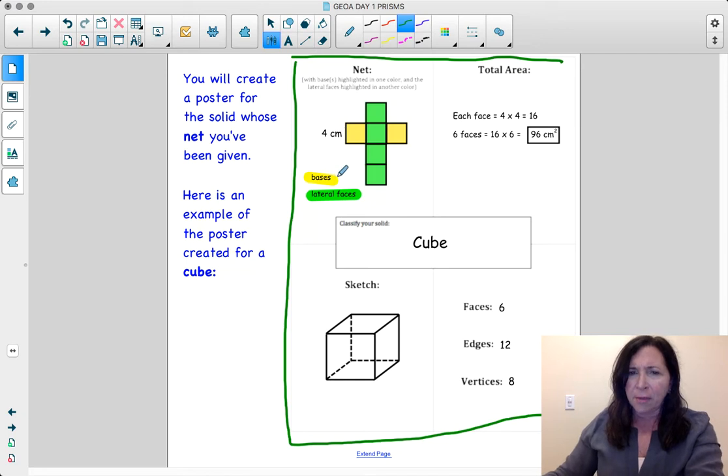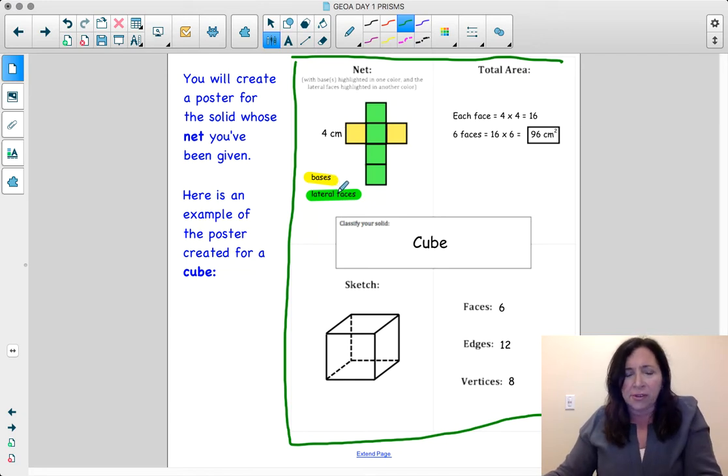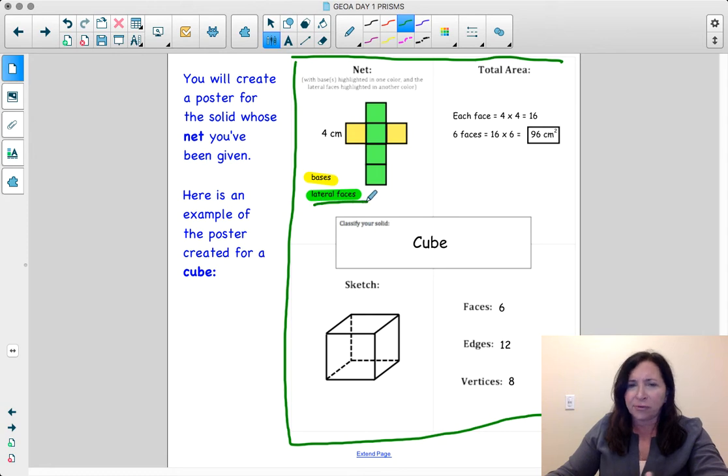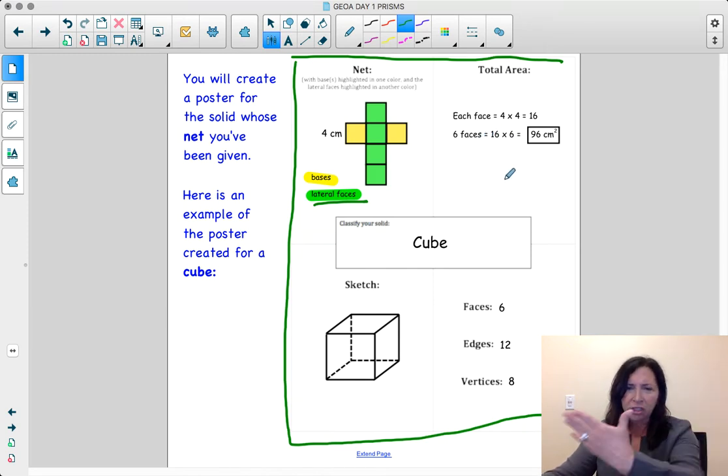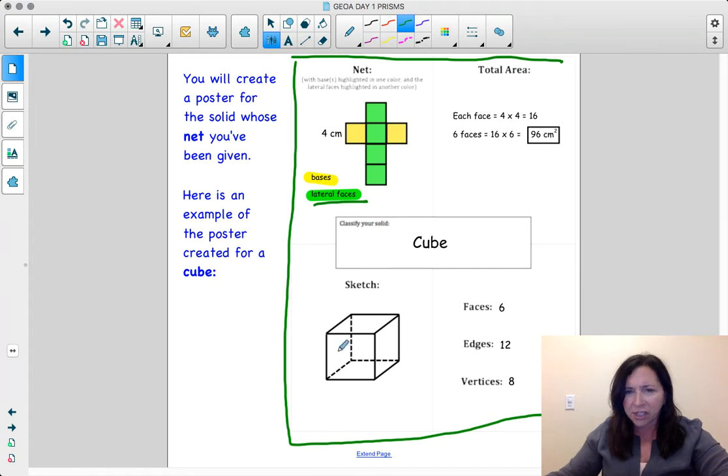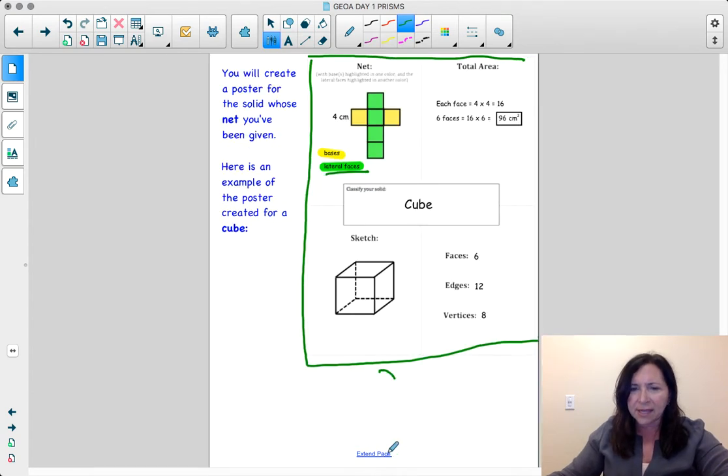You're going to tell me how many bases it has. Remember, if it's a prism, it has to have 2 bases. And then you're going to say, how many lateral faces does it have? You're going to find the total area. Remember, the total area is the area all the way around the shape, plus the bottom and the top. You're going to sketch it. And then lastly, you're going to tell me the faces, the edges, and the vertices.